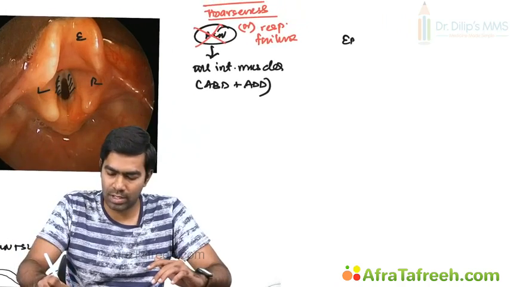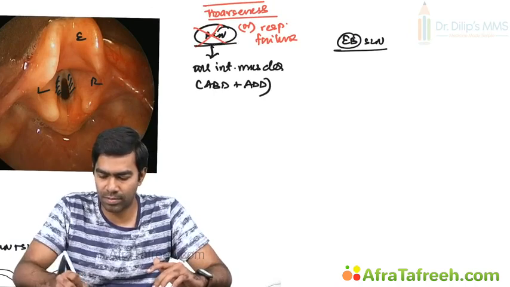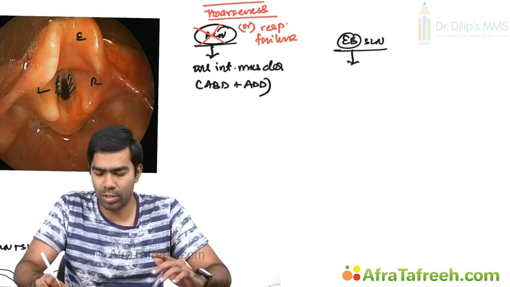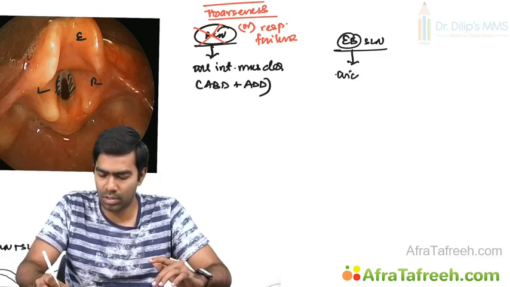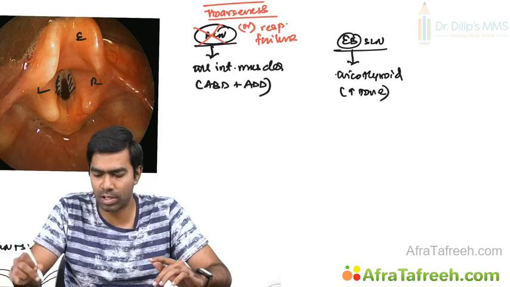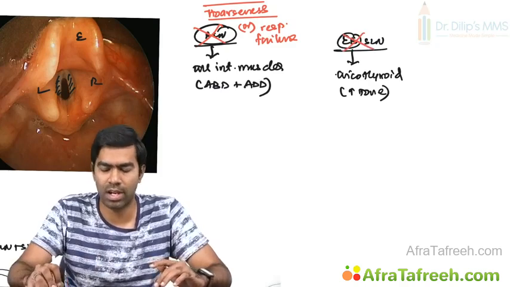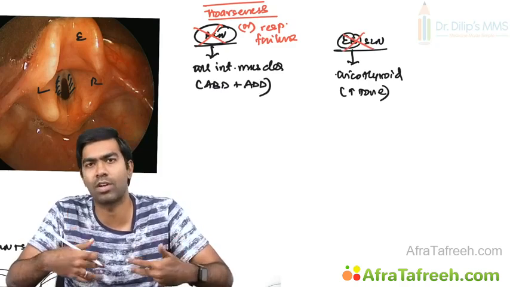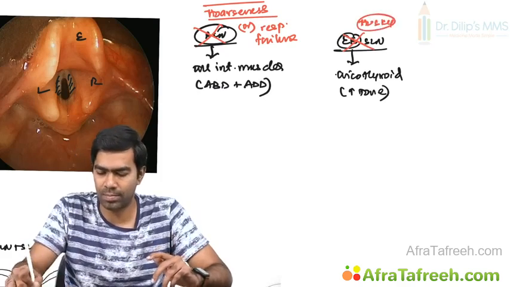Similarly, when the external branch of the superior laryngeal nerve is affected, it usually involves only one muscle, that is the cricothyroid muscle. You know the cricothyroid muscle is important for raising the tone of the voice, which means raising the pitch of the voice. The cricothyroid muscle is really important. So when you damage the external branch of the superior laryngeal nerve, the patient cannot raise the tone of the voice and the voice will become husky. Clear?